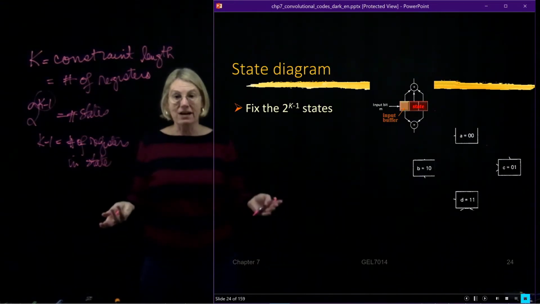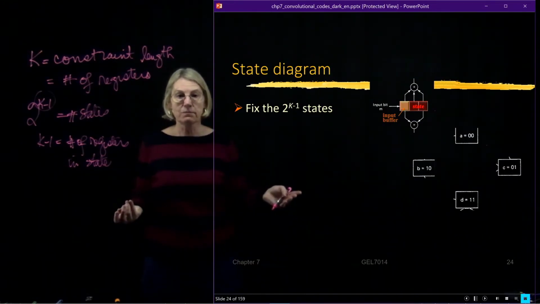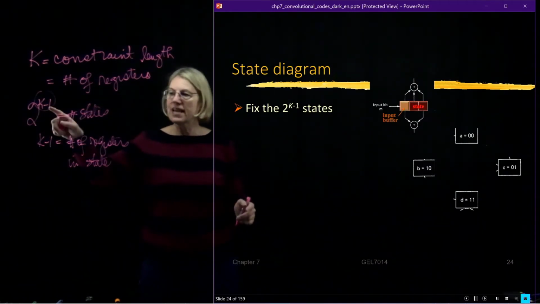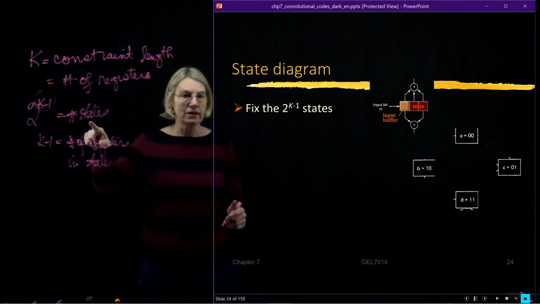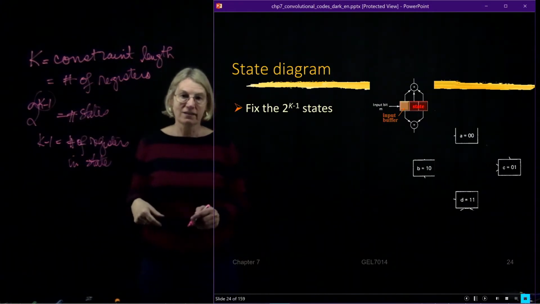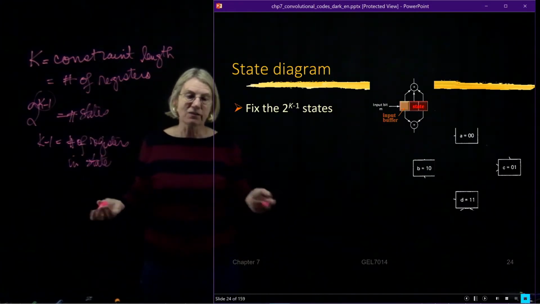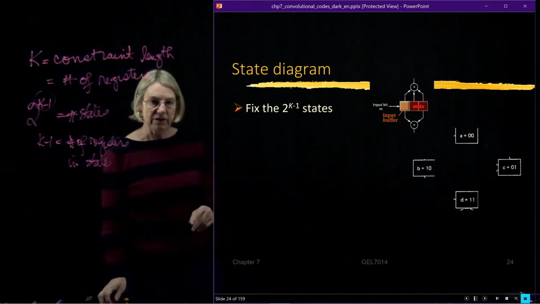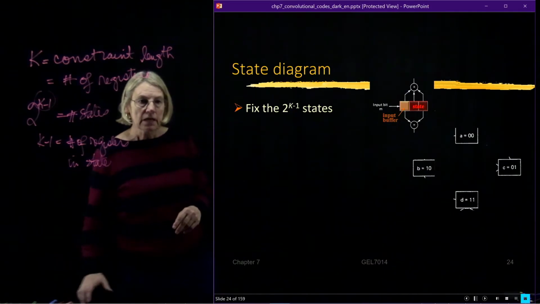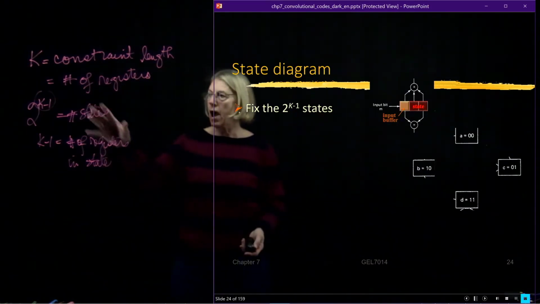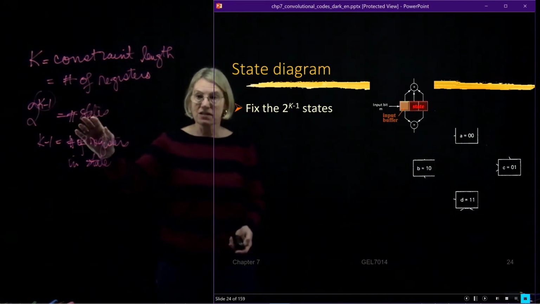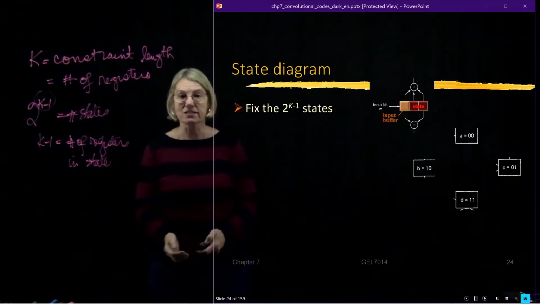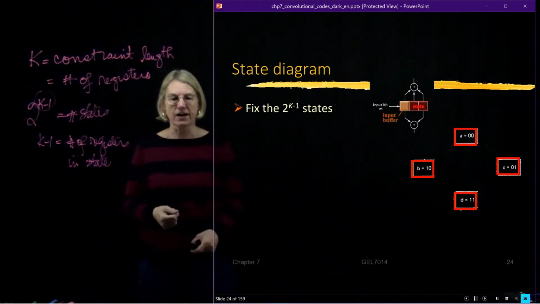Now, because we're doing binary, those states could be 0 0, 0 1, 1 0, or 1 1. So there are 2 to the k minus 1 states in a binary. Of course, if small k were bigger than that, then the number of states would be larger. But this is for the binary case we're examining. So now we know how many states there are. Well, there's 4 in our example. So I have 4 boxes because I have 4 states. That's the first part of building the state diagram.